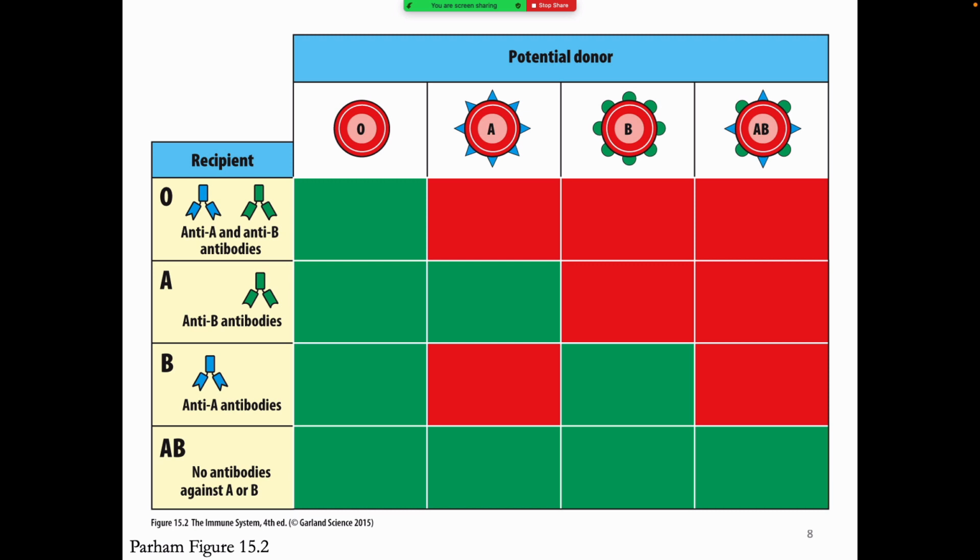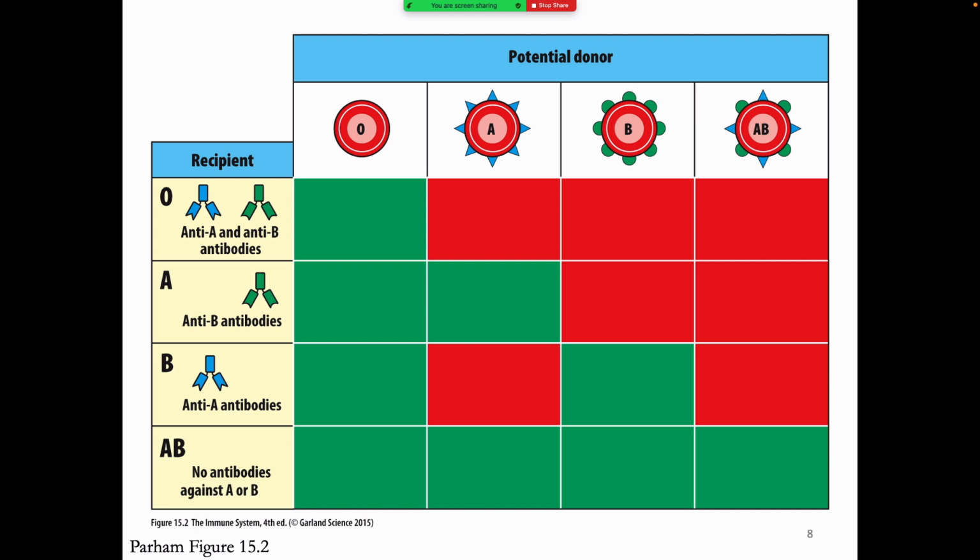So remember that in a person with type A blood, that person has antibodies against the B carbohydrate. A person with type B blood has antibodies against the A carbohydrate. A person with AB doesn't have any antibodies. A person with type O blood has antibodies against A and B.